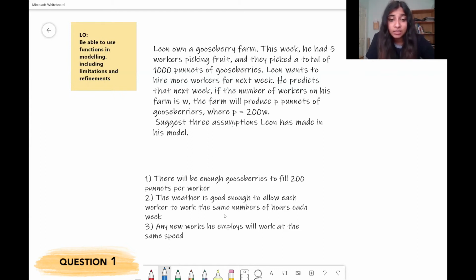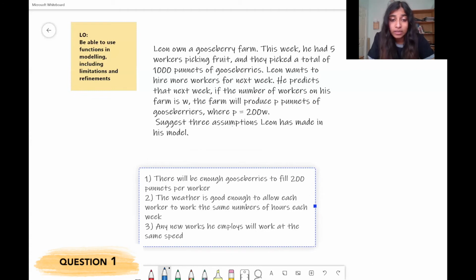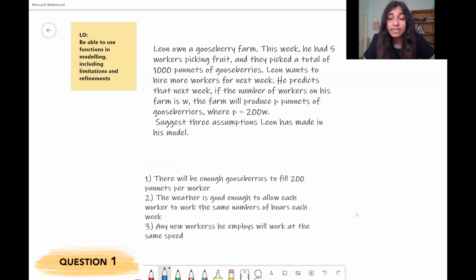And then the last assumption he's made is that any new workers he employs will work at the same speed. So he's not taking into account that some workers may be faster than others or some may be slower. He's just assuming that they all work at the same speed.